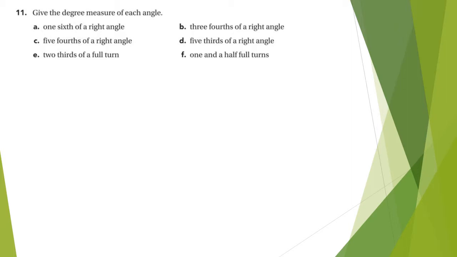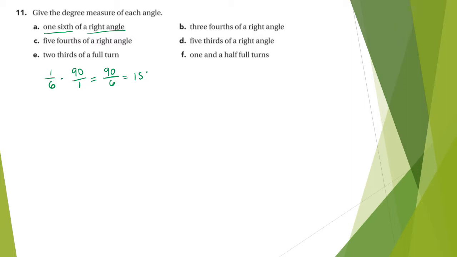In problem 11, I'm asked to give the degree measure of each angle. There's a couple different strategies I can use here. For example, in A, I'm asked to find 1/6 of a right angle. I could write the fraction 1/6 and multiply by the value of the right angle, which would be 90 degrees. So I'm going to multiply on the top, 1 times 90 to make 90, over 6 times 1 to make 6, and when I solve this out, I get 15 degrees.